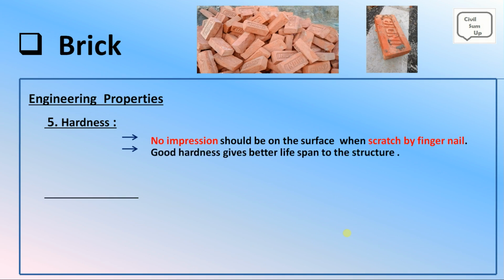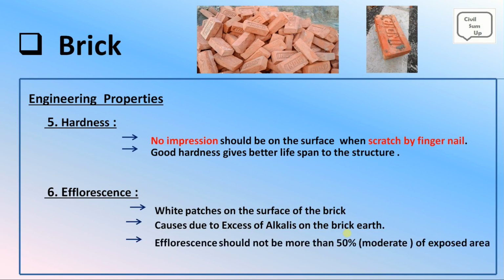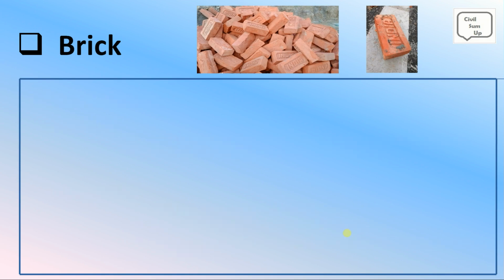The sixth engineering property is efflorescence. That is the white patches on the surface of the brick, and that is caused by the excess of alkalis in the brick, which we have discussed earlier in the harmful ingredients section. The efflorescence should not be more than 50% of the exposed area of the brick. So that's all about the engineering properties of the brick.